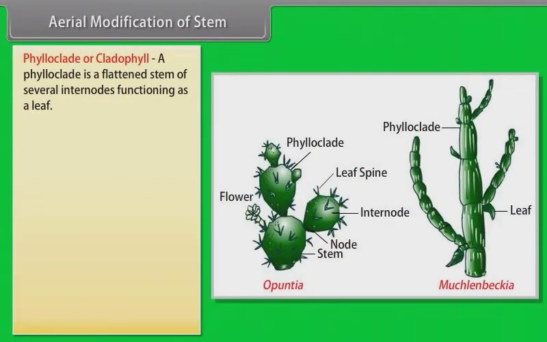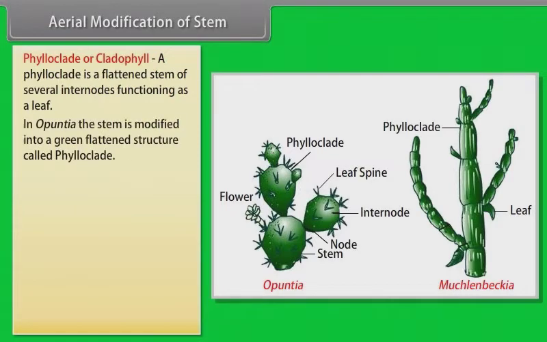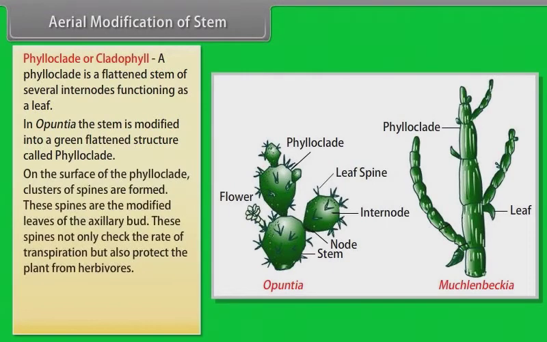Phylloclade or cladophyll. A phylloclade is a flattened stem of several internodes functioning as a leaf. In Opuntia, the stem is modified into a green flattened structure called phylloclade. On the surface of the phylloclade, clusters of spines are formed. These spines are the modified leaves of the axillary bud.